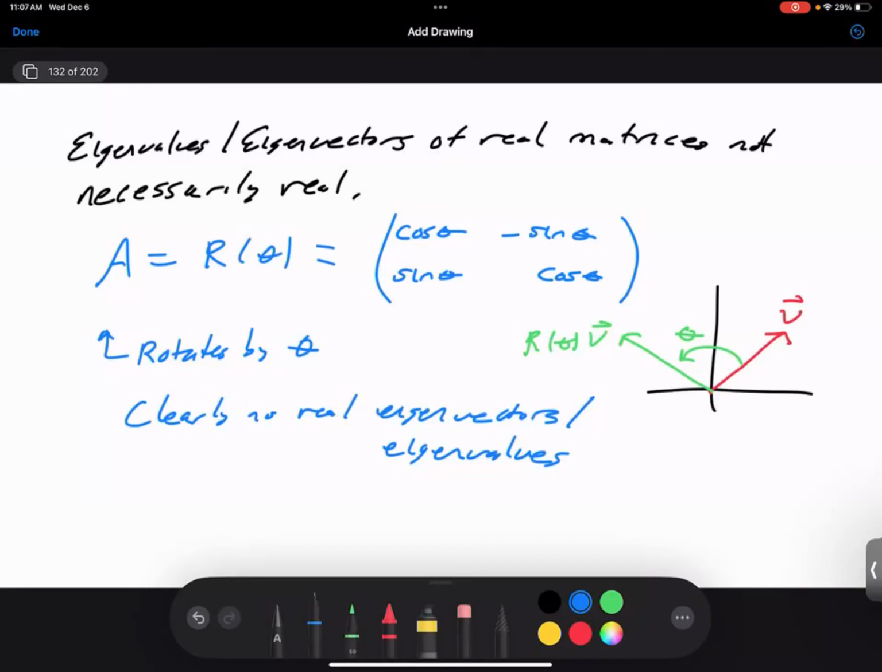Pi. So if I rotate by pi radians, it's actually just rescaling the vector by negative 1. So if you take a rotation by pi, then yes, you can have a real eigenvalue, a real eigenvector. But that's the only case. It makes sense that if I'm rotating, in general, the direction is not going to be the same because I'm physically changing the direction. The only time I'm going to be in the same direction is if I don't do anything.